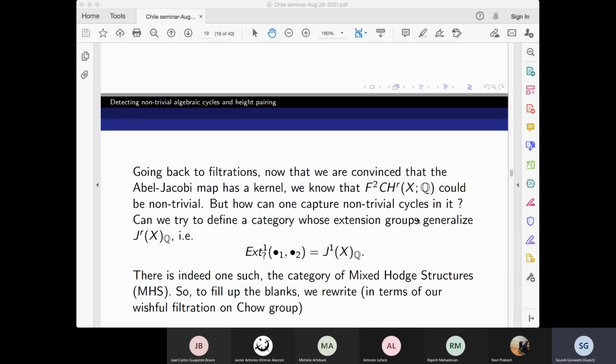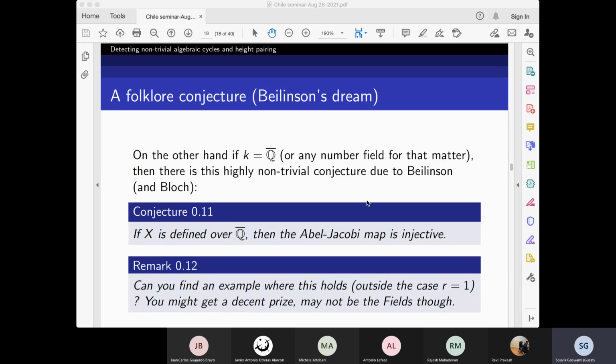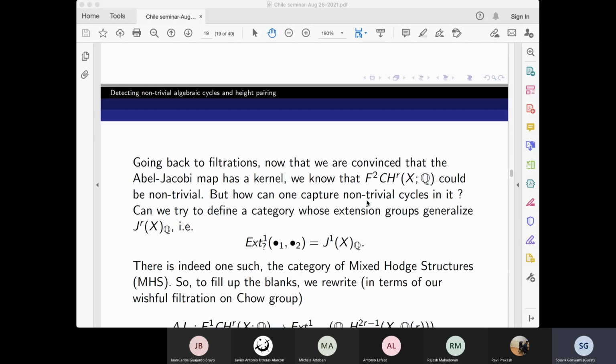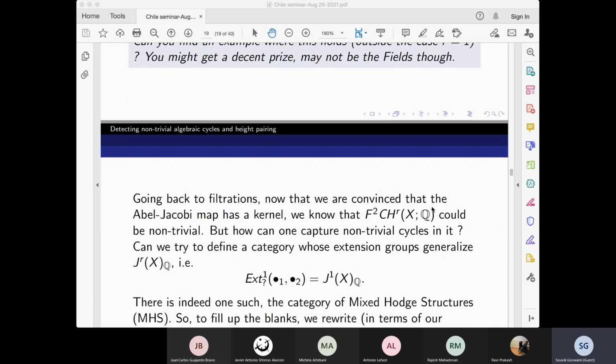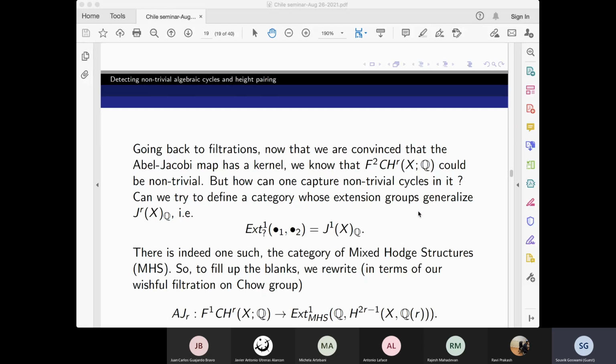So let's get back to filtration. Let's take K to be the complex numbers, not a number field. In general, the Jacobi map is not injective. So going back to the filtrations, what could be F2? Let's say that F2 is the kernel of the Jacobi map. Then to define further filtrations, what we need to do is to define a map from F2 to certain groups, which generalizes the cycle class map and the Abel-Jacobi map.